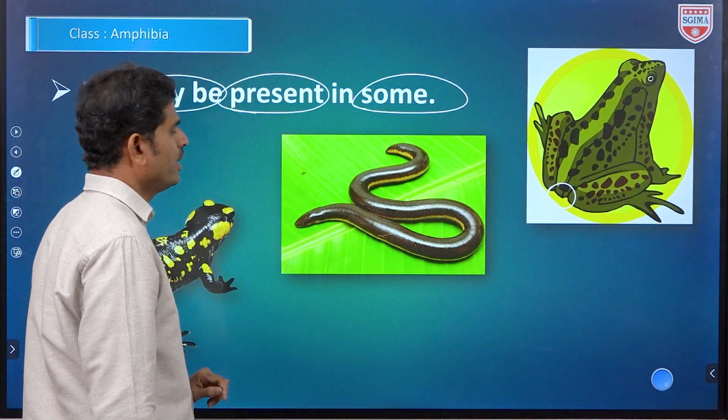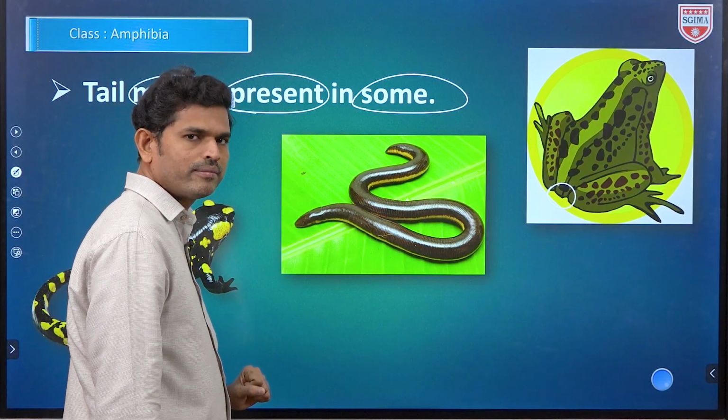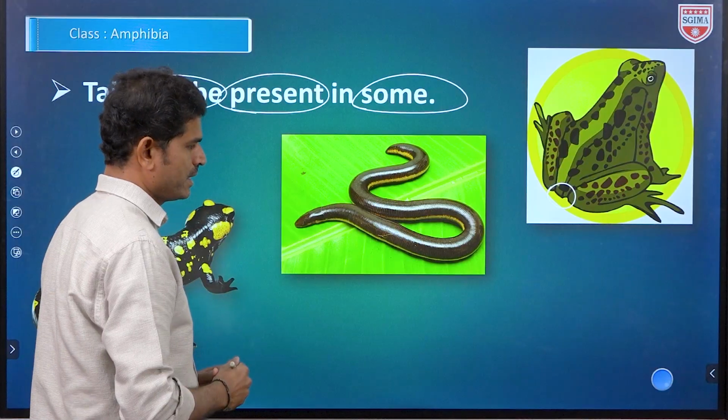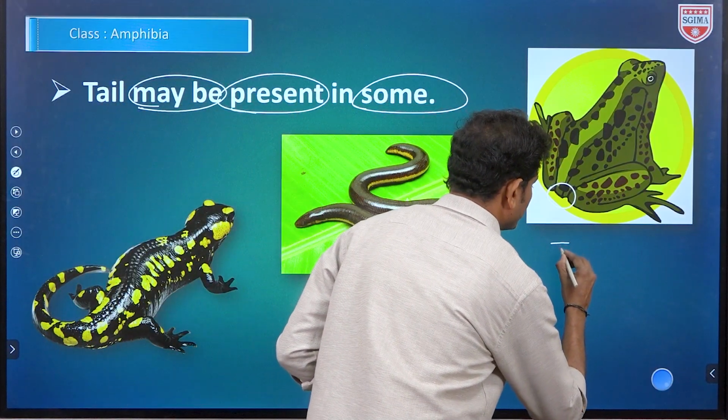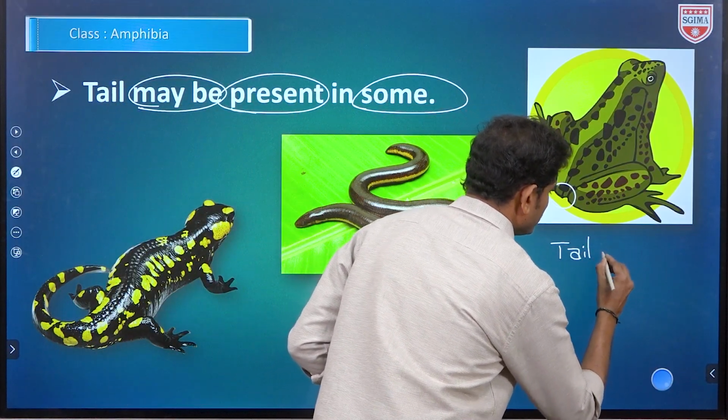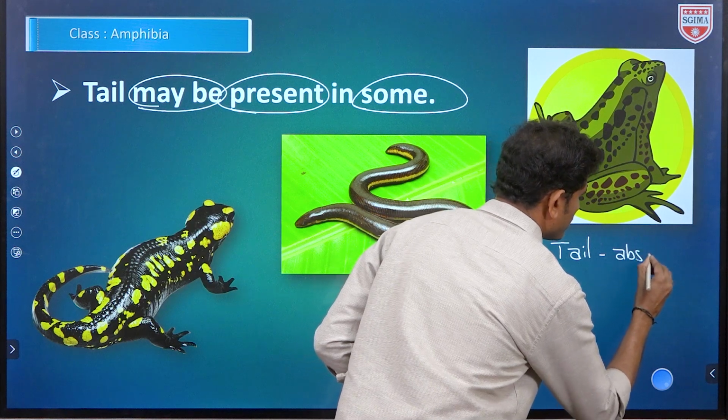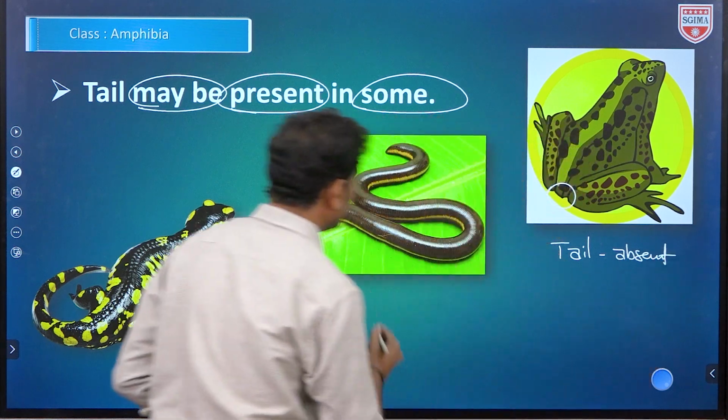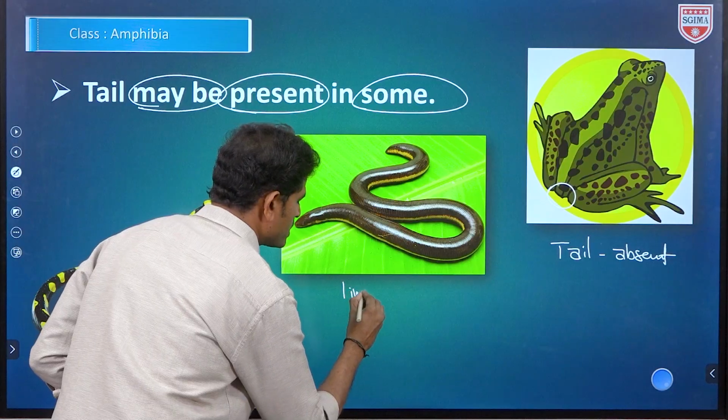Second diagram. Okay, so this is a limbless amphibian. Here the limbs are absent. Tail is absent here. Here it is, the limbs are absent.